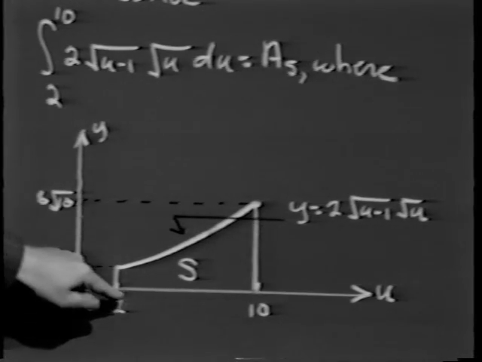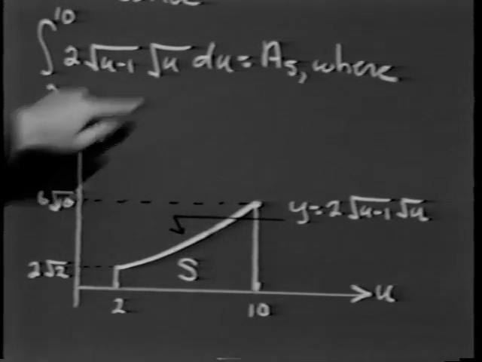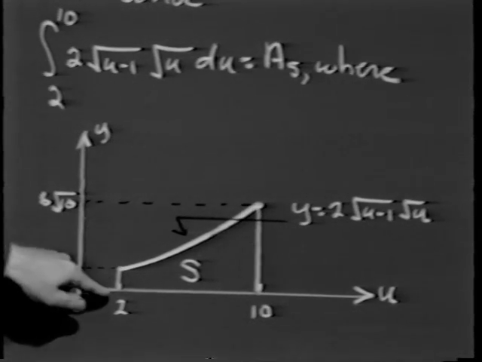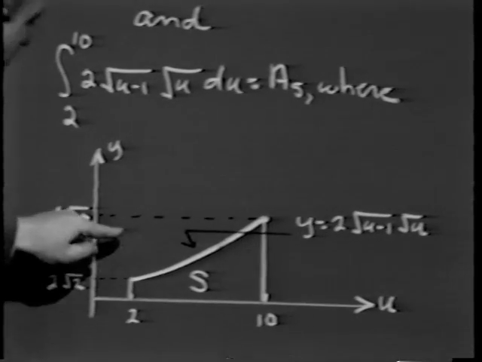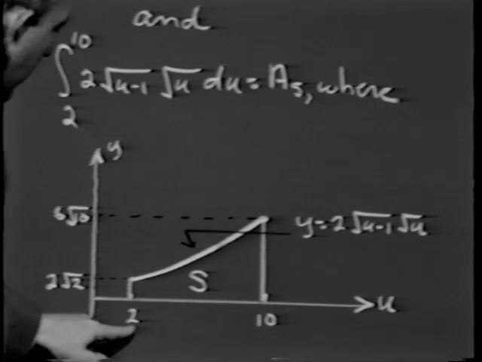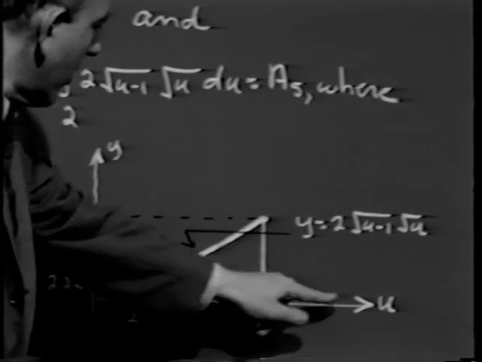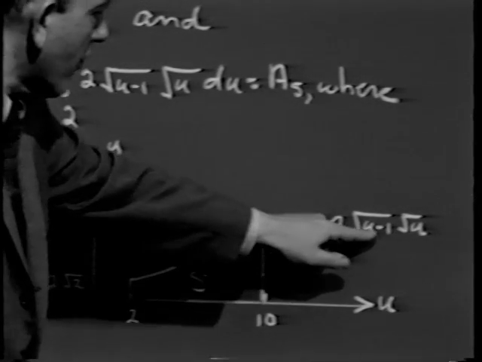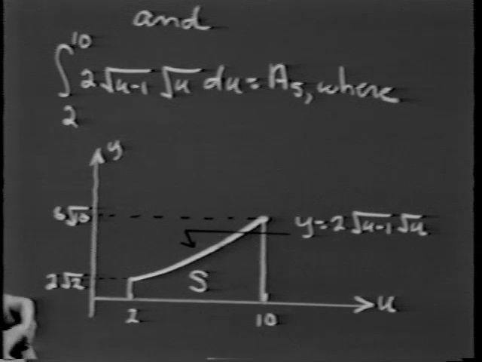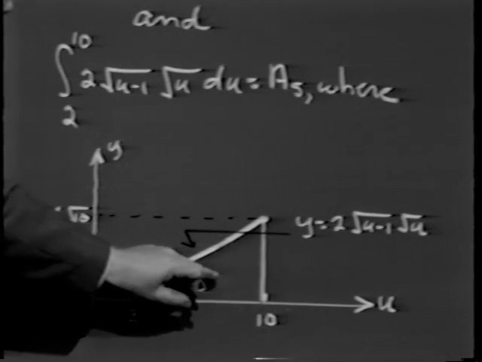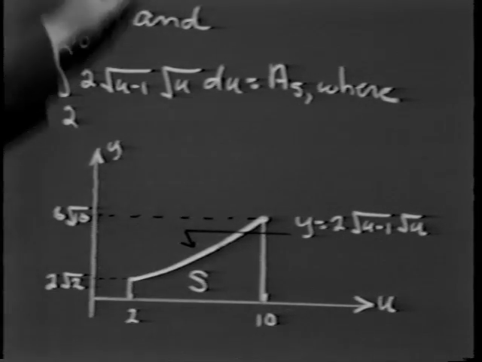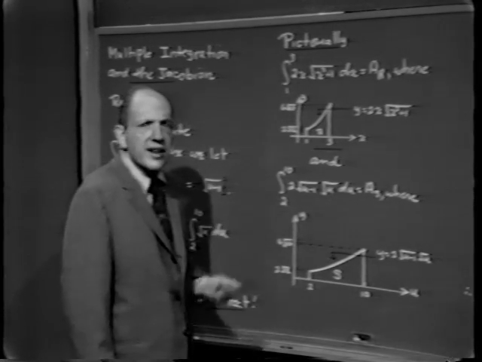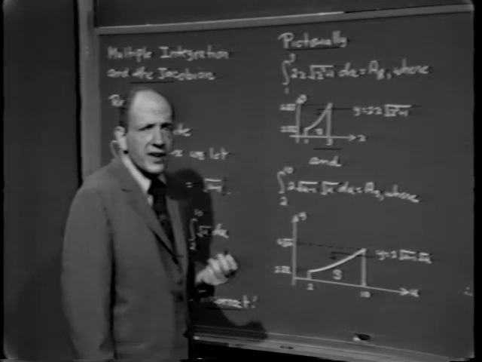And in fact, you don't even have to know that. All I'm saying is if you just read this mechanically in the u-y plane, this would be the area of the region S, where S is bounded vertically by the lines u equals 2 and u equals 10, below by the u-axis, and above by the curve y equals 2 times the square root of u minus 1 times the square root of u. And it should be clear by inspection that there is no reason to expect that the area of the region R is the same as the area of the region S, even though both R and S have areas.